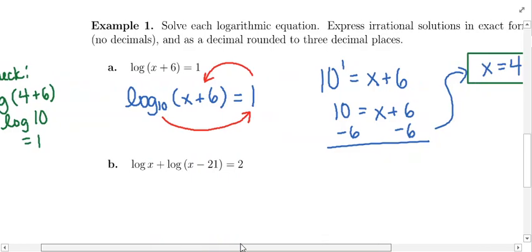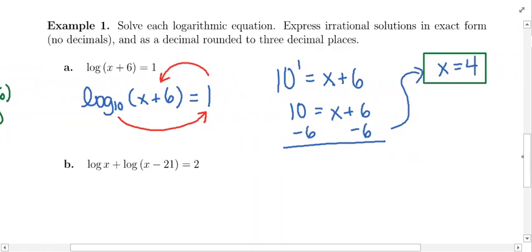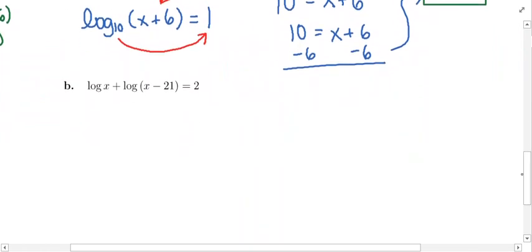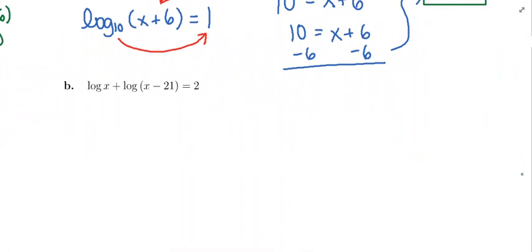All right, let's move on to part B here. We've got a new logarithmic equation here. We've got log of x plus log of x minus 21 is equal to 2. Again, we're trying to find the value or values of x that make this a true statement. On the left side, you have 2 logarithms. On the right side, you have just a number.